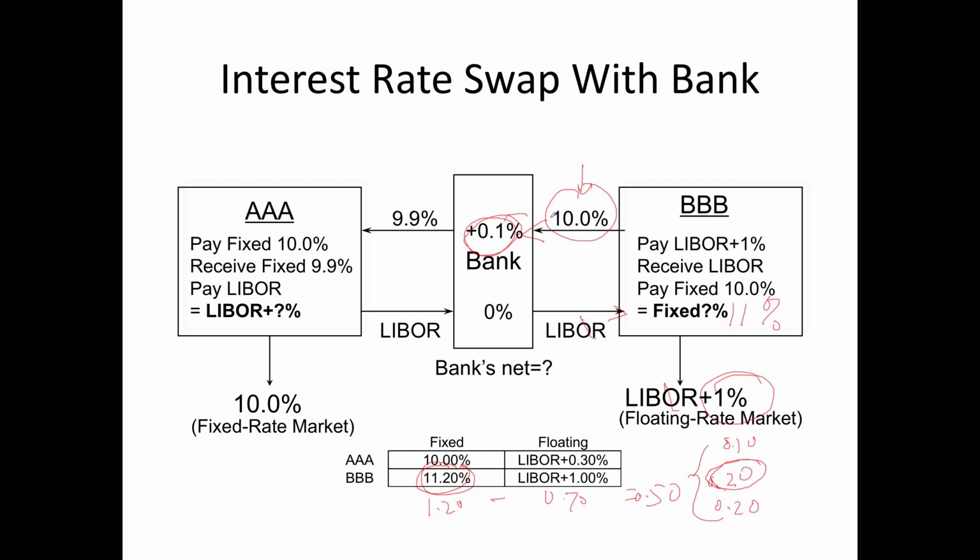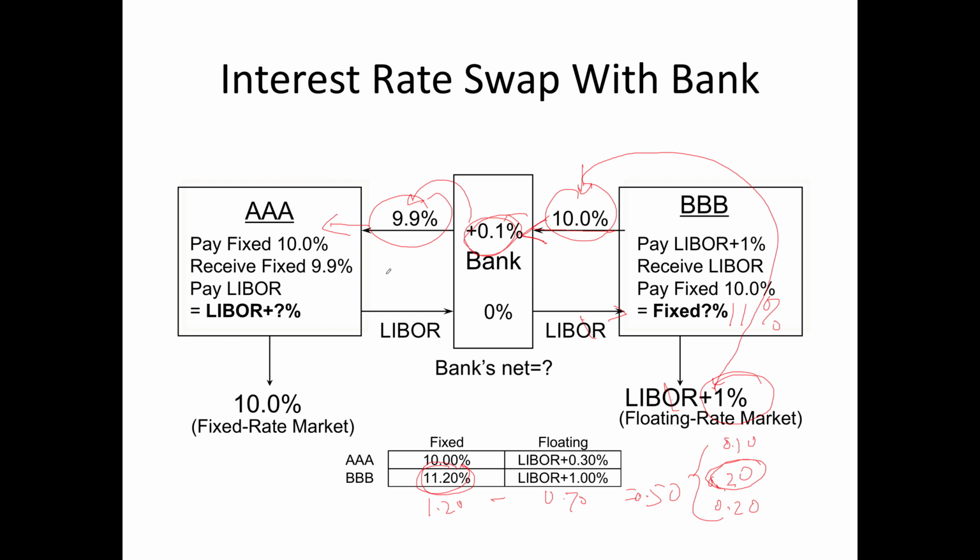Now pay attention to the direction of the arrow. They pay 10. 10 plus 1, you get 11. The bank takes their 0.1% cut. 10 minus 0.1, they have 9.9 to pay to AAA.